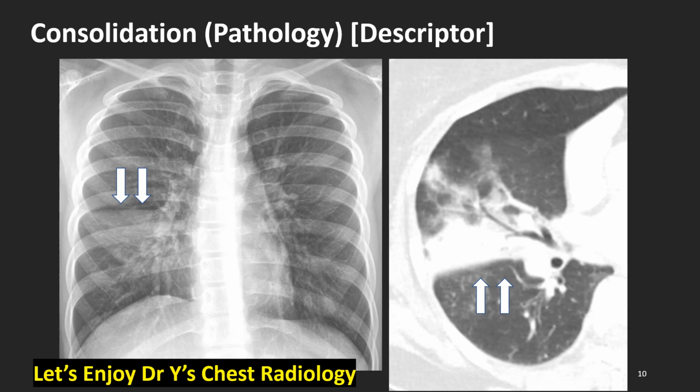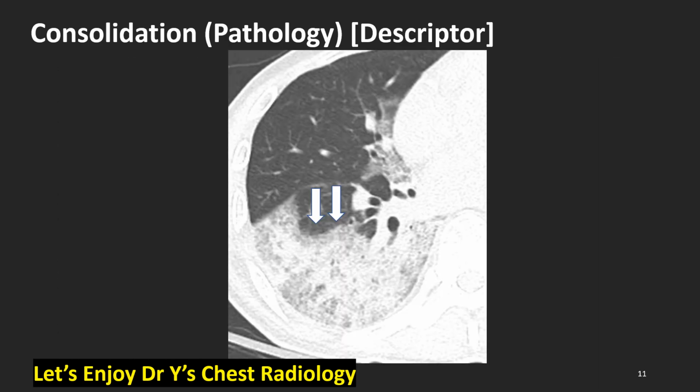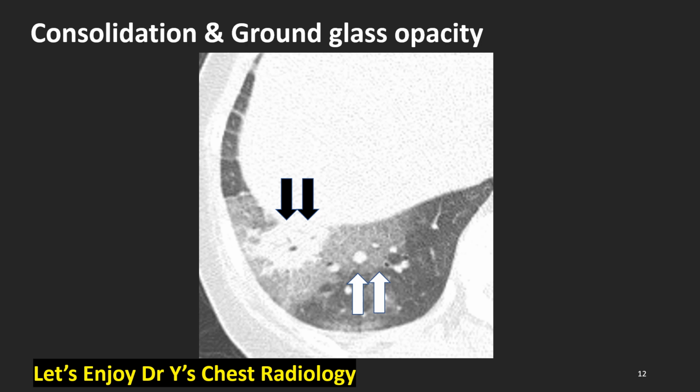Consolidation, pathology descriptor. The arrows indicate the right middle lobe consolidation on chest radiograph and CT scan. Consolidation pathology descriptor. Arrows indicate the consolidation in the right lower lobe at CT scan. Consolidation and ground glass opacity. Black arrows indicate consolidation and white arrows indicate ground glass opacity in the right lower lobe of pneumonia.